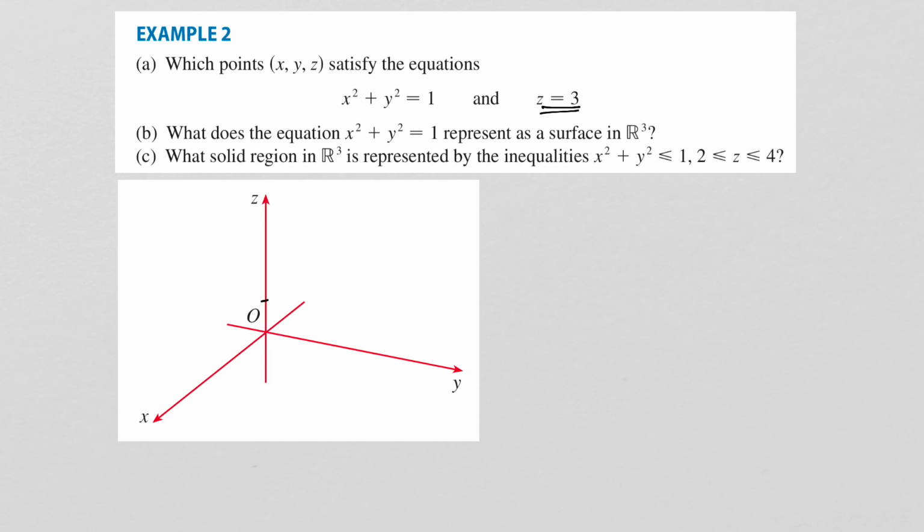Next, what does the equation x squared plus y squared equal 1 represent as a surface in R3? See, now z equals 3 is missing. And since it's missing, what that means is that z can be equal to anything.